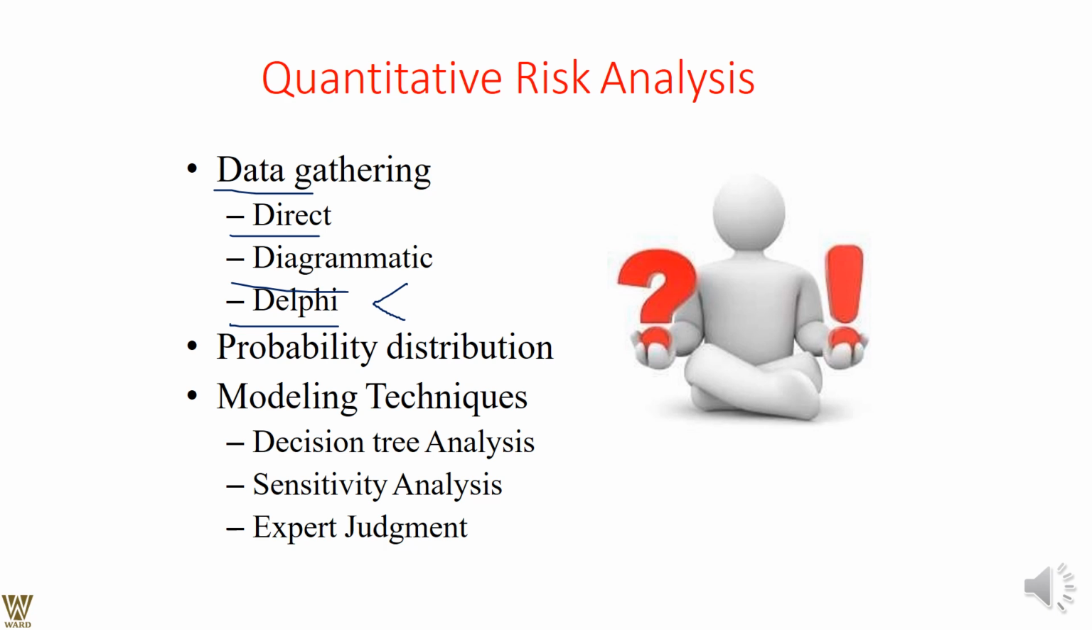Now, the basic idea is that you are gathering data and information, making sense of it, and applying it to the situation that you have. So data gathering is Delphi, which is through the expert, direct through your own observation, and diagrammatic or picturization, where you analyze the data at your convenience with your team altogether. Probability distribution is the quantitative measure of the number of impacts that come around it.